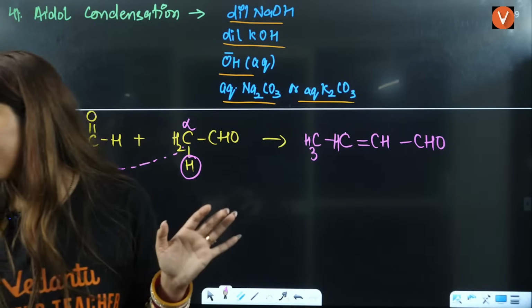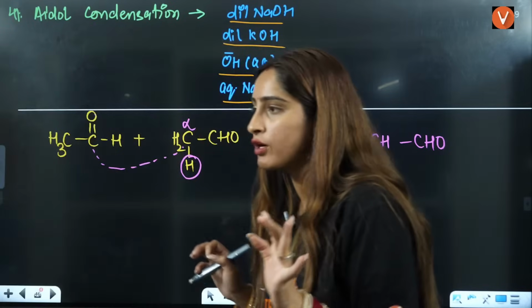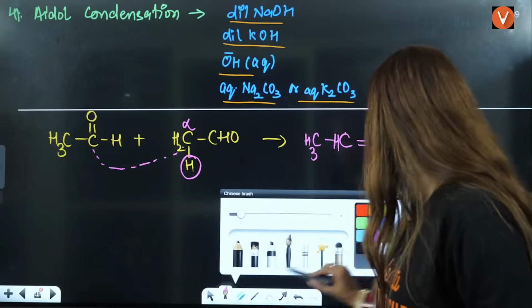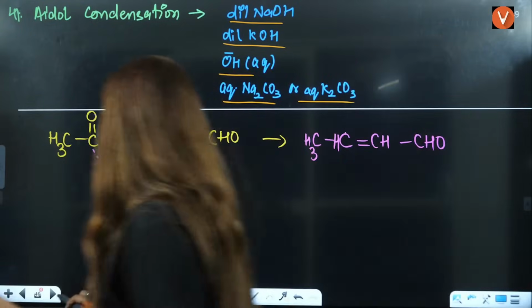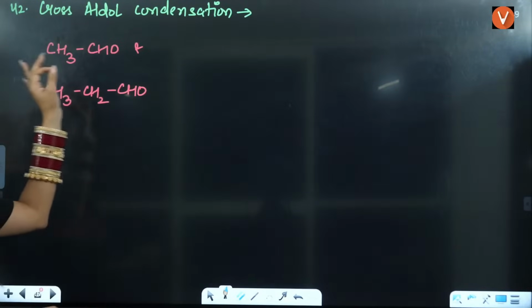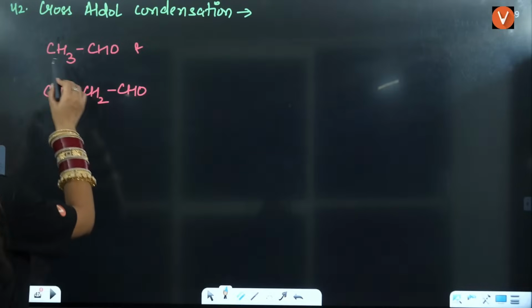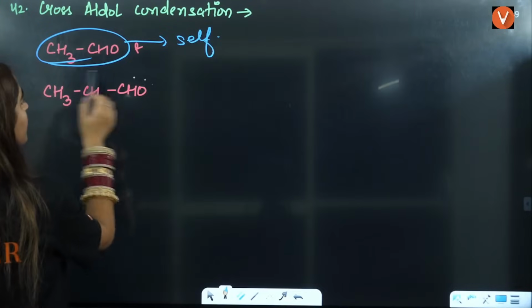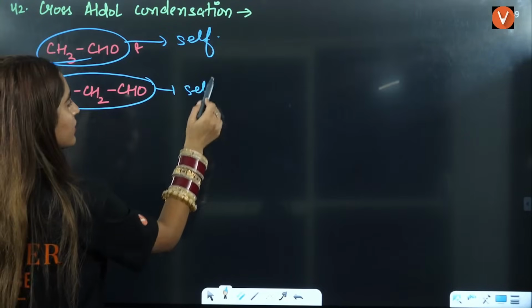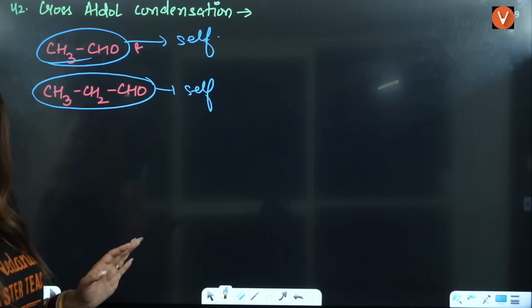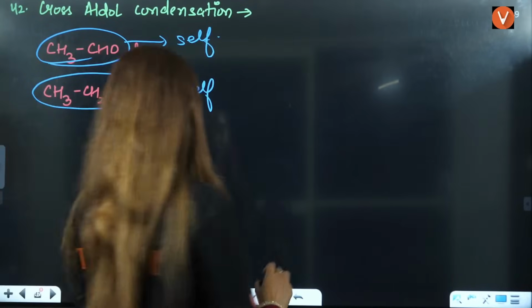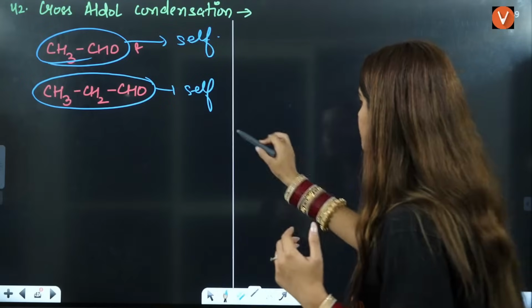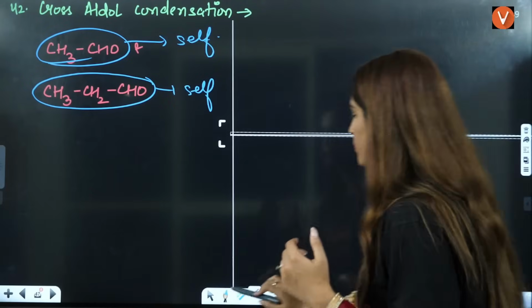Is that clear to everybody or not? Is that clear, students? What is the answer here? Similarly, we will do it for cross aldol condensation. Firstly, this will do its self aldol, and this will do self aldol. Two products will be there. Then once they have done the self aldol, two more products will be formed. How will those two more products be formed?